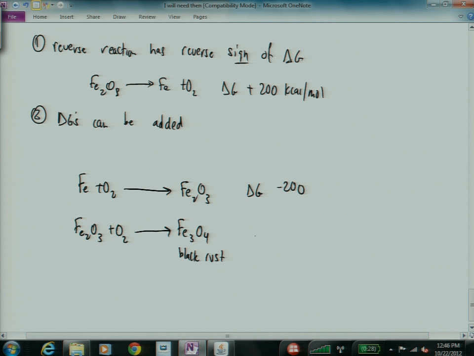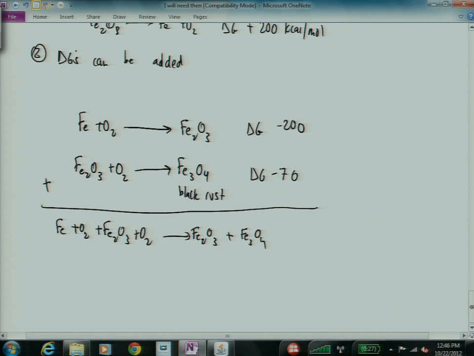You can add them up, and you can get Fe plus oxygen plus Fe2O3 plus some more oxygen goes to Fe2O3 plus Fe3O4. You basically can add them all up, and you can cancel terms. So what you get is iron plus a lot of oxygen goes to Fe3O4, and its delta G is minus 270. Okay, you can add them up like that. Sort of like some simple math.